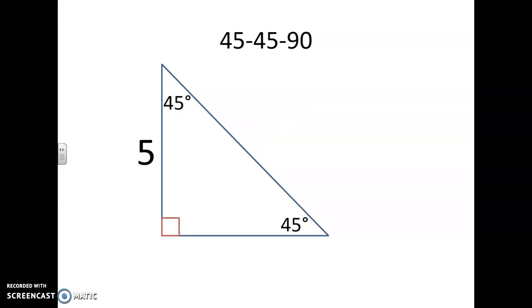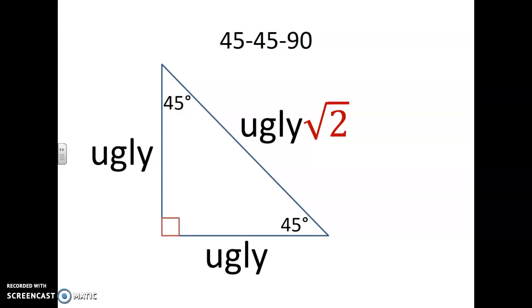So if you know that the side is 5, then the other leg will also be 5. 5, 5, 5 rad 2. 7, 7, 7 rad 2. 2, 2, 2 rad 2. Now if you have something ugly, then it'll be ugly, ugly, ugly rad 2.